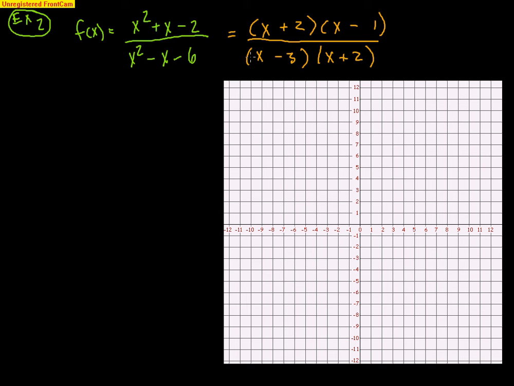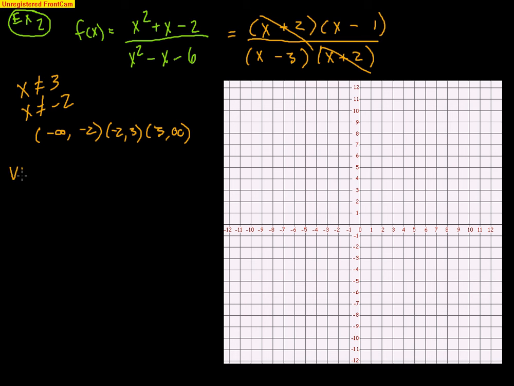Okay, so I got a lot going on here. First off, let's start analyzing. I have two numbers that I cannot be. I cannot be 3, and I cannot be negative 2. So my domain is going to be negative infinity to negative 2, and then negative 2 to 3, and then 3 to infinity. Okay, now the x plus 2 does cancel, so let's talk a lot about this.